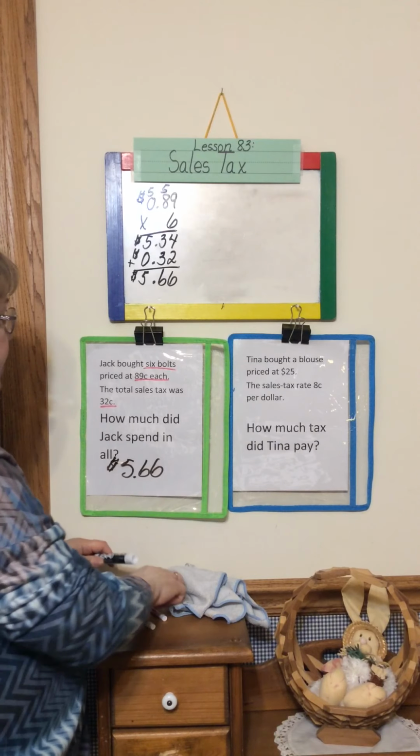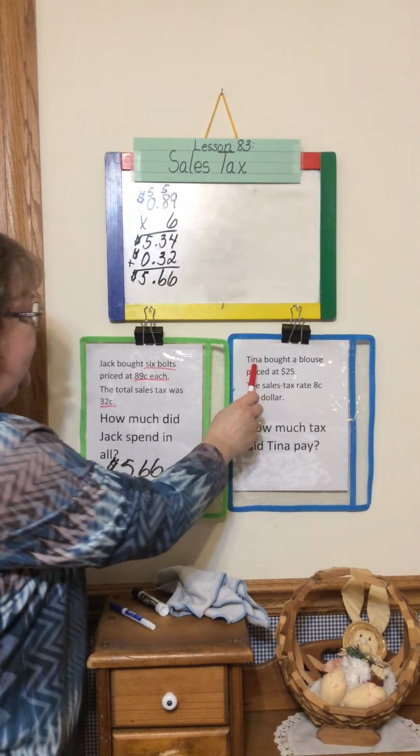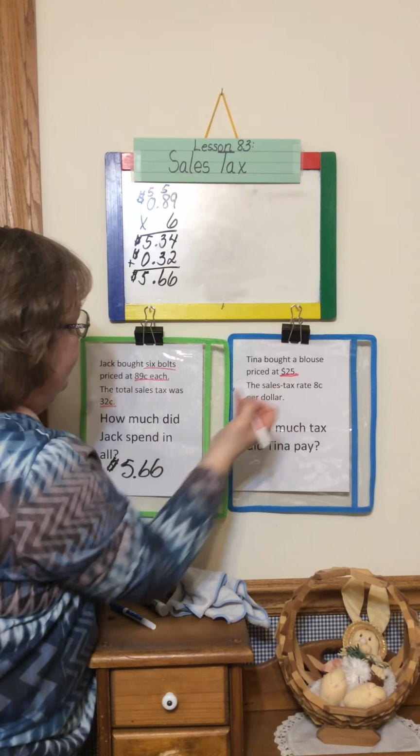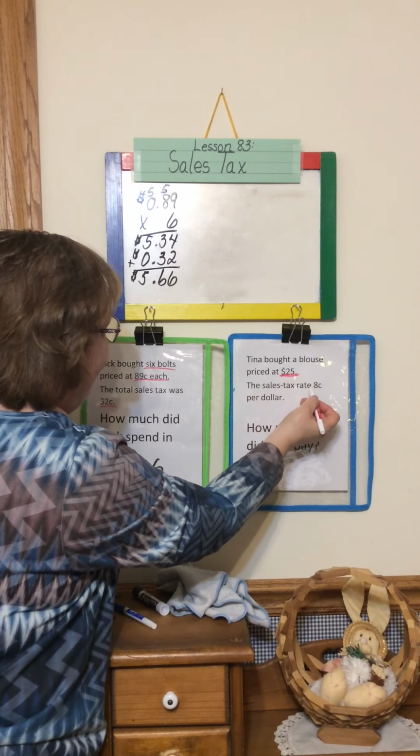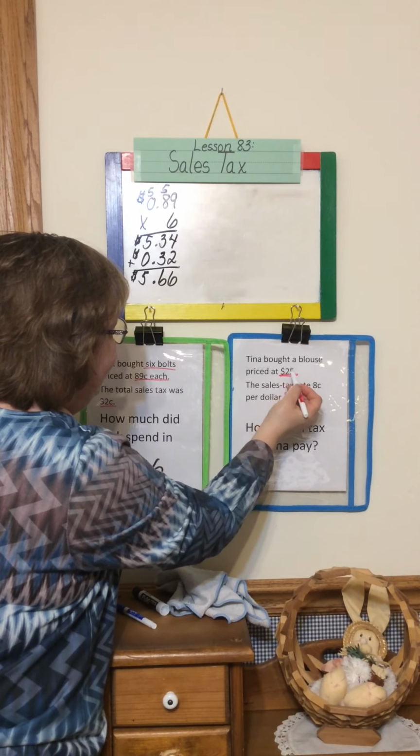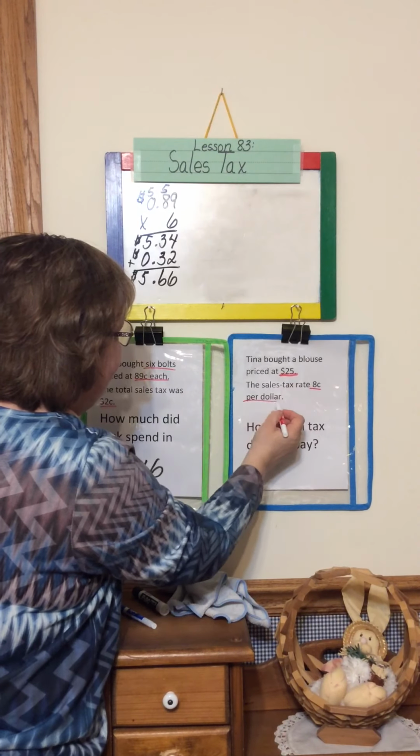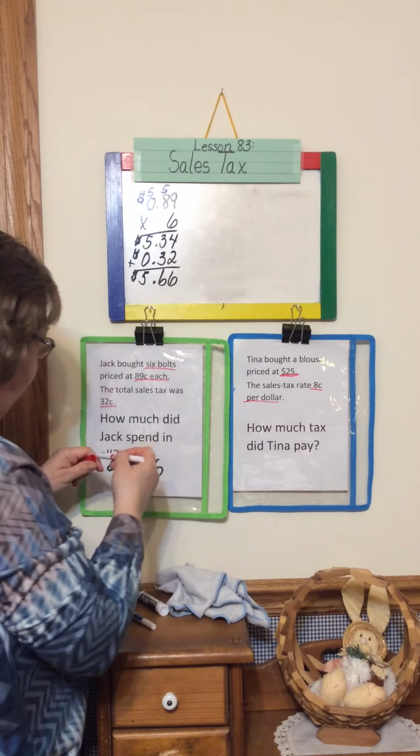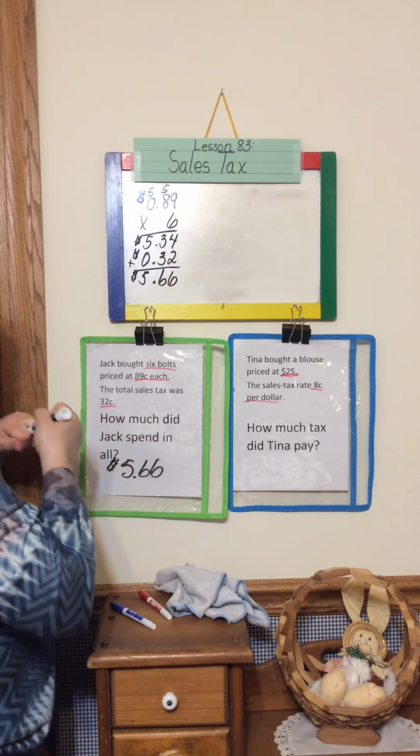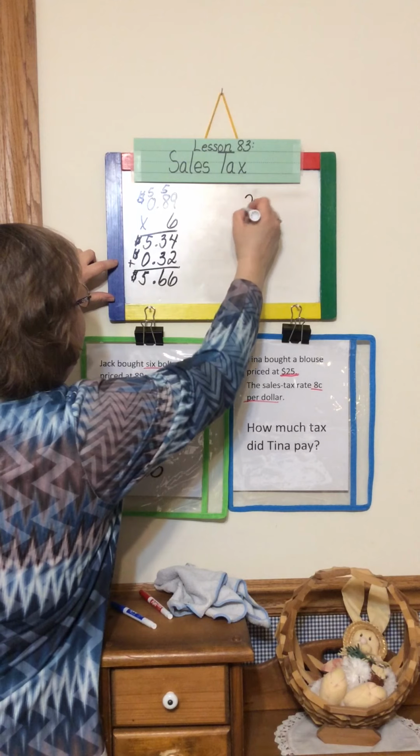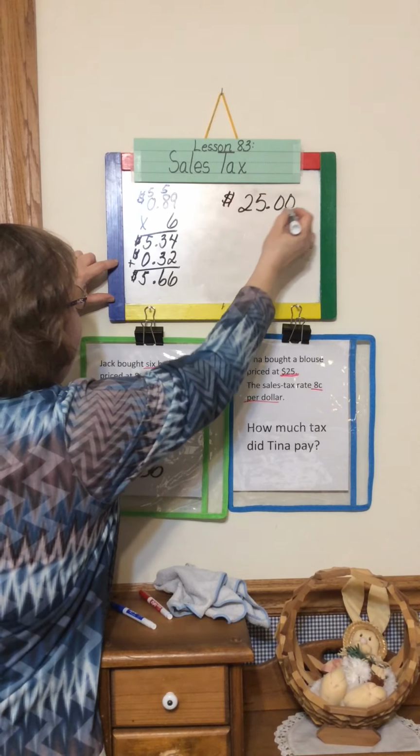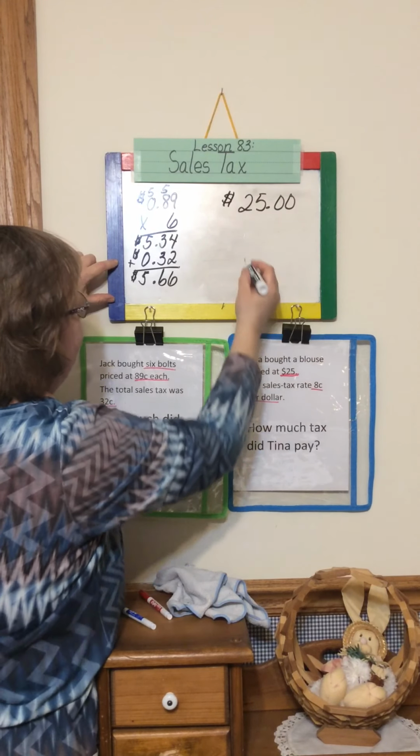Now let's go over here to Tina. Tina bought a blouse priced at $25. Ooh, it's a fancy blouse. The sales tax rate was 8 cents per dollar. So 8 cents for every dollar that she spent. How much tax did Tina pay? In order to figure that one out, we would have to multiply $25, and we'll actually put our cents of 00 there, times 8 cents.